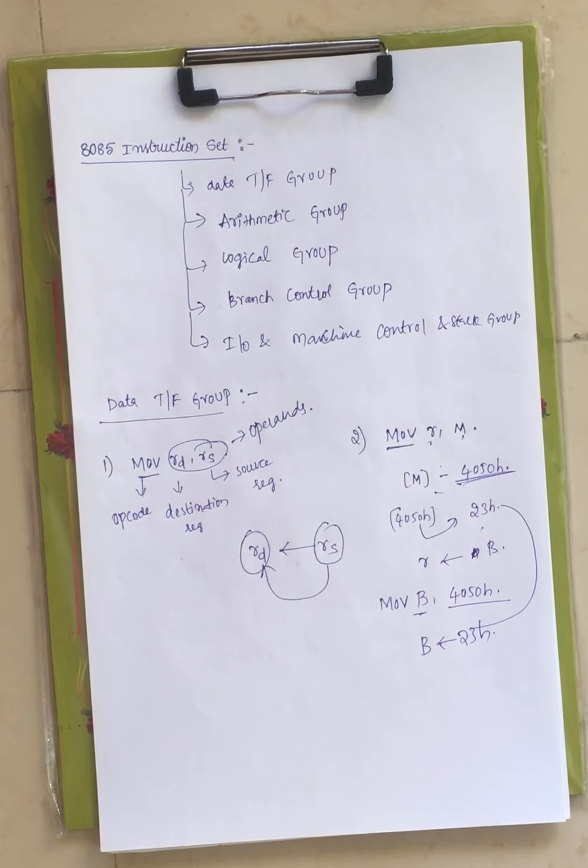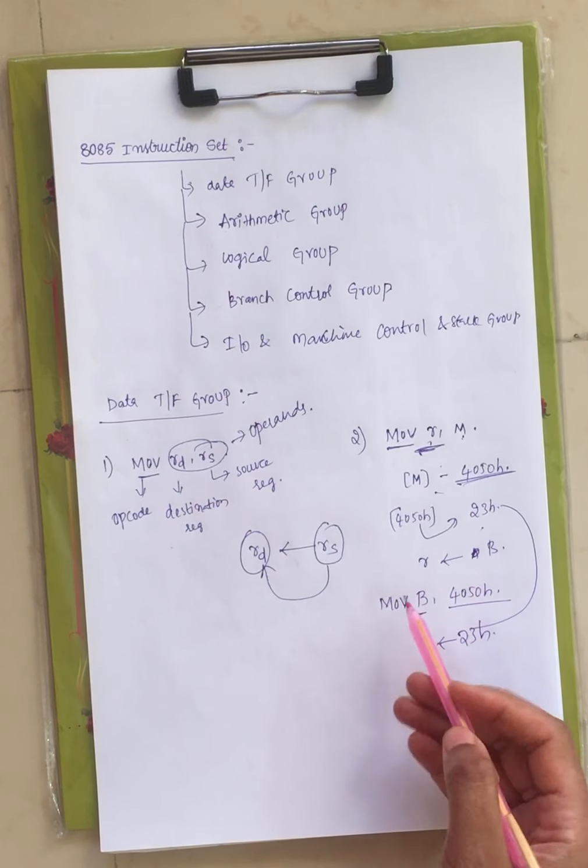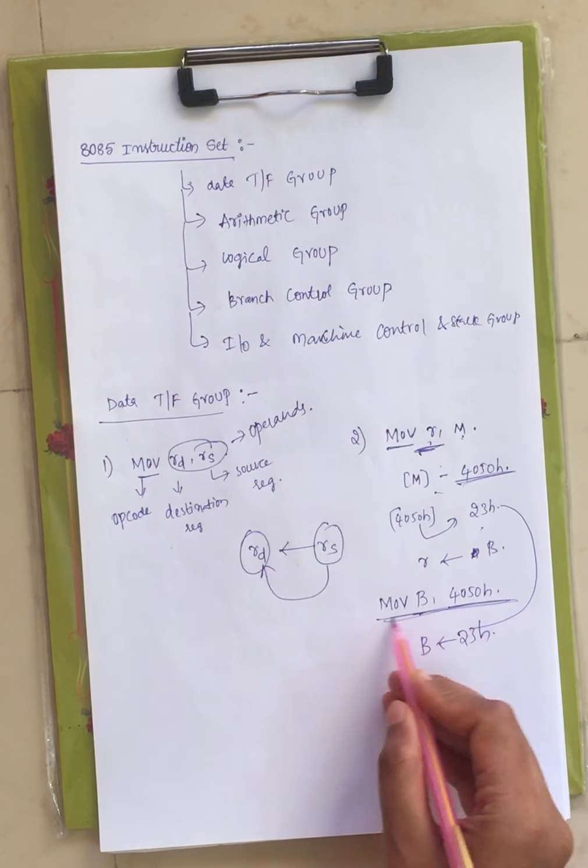Whatever data is stored in the memory location specified in the given instruction, that data is moved to the register specified within the instruction. That is what MOV R comma M means. R is nothing but register and M is nothing but memory location. The memory location will store some data, and that data is moved to the register specified within the instruction. As I have given the example, MOV B comma 4050H.